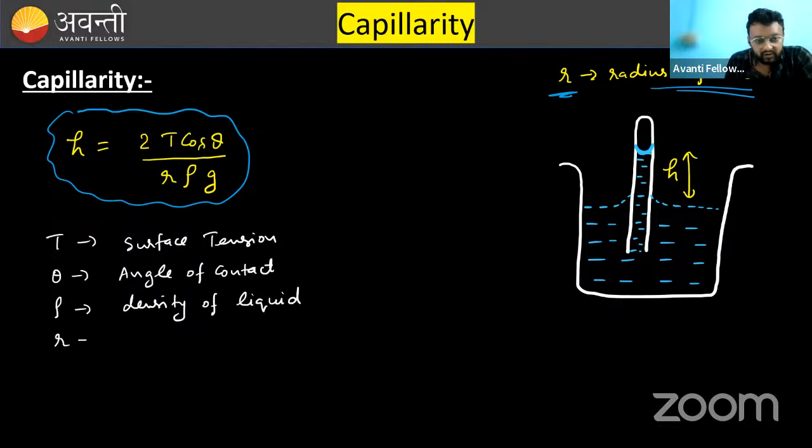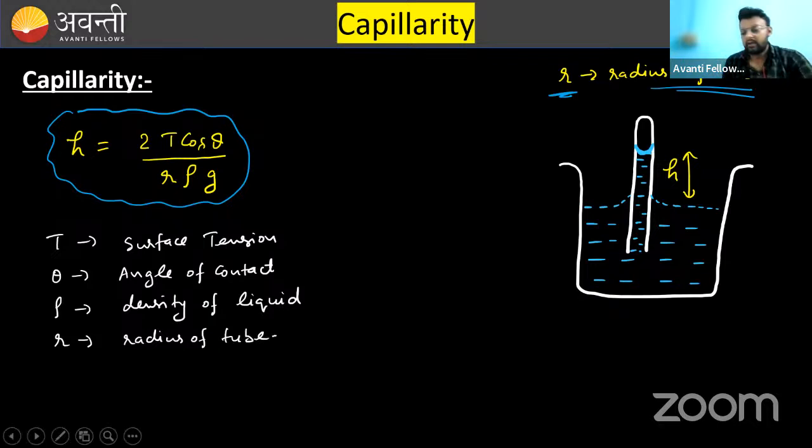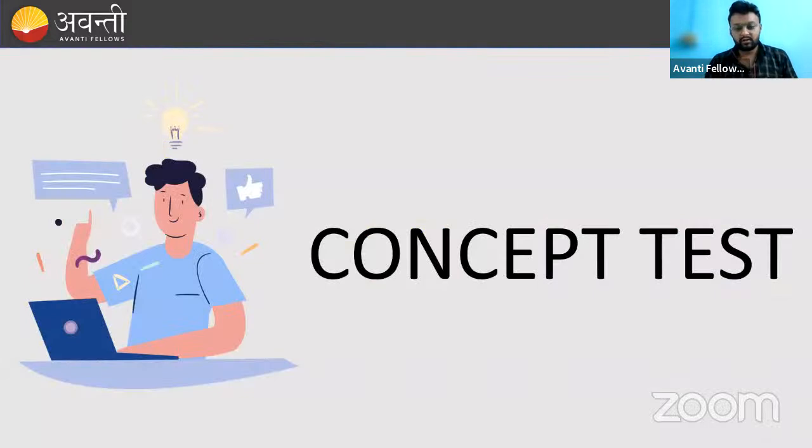And R is what? Radius of the tube. Now, this is the basic thing. Now, there might be a question, a situation in which this capillary tube is not vertical. It is inclined at a certain angle. Then what will happen? That is the question. Okay.